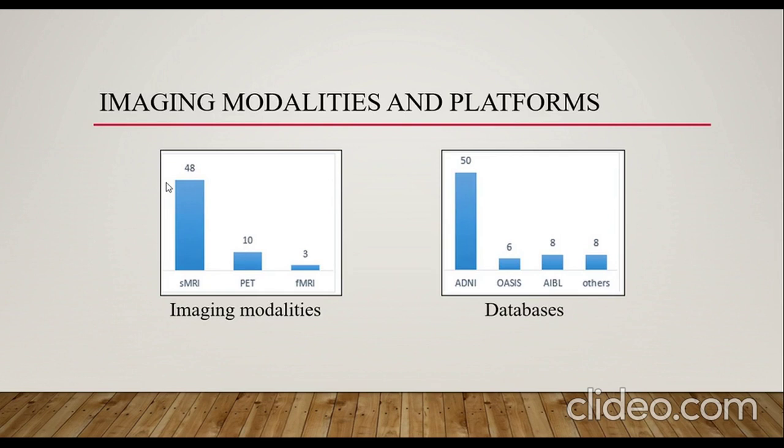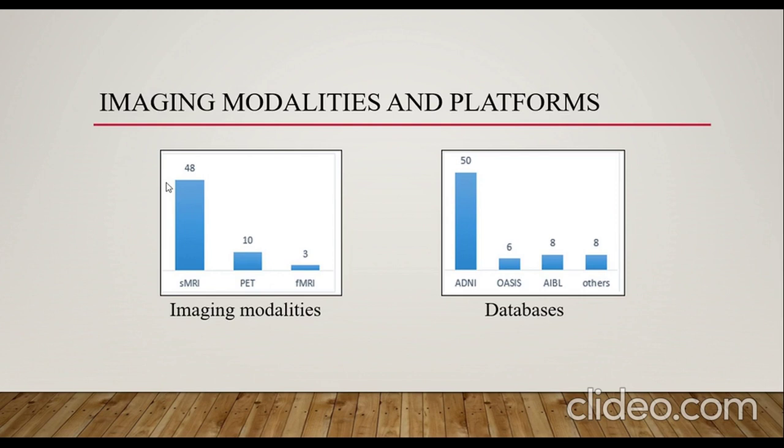As for imaging modalities and platforms, databases were used to retrieve the datasets that were used in the literature. The most used imaging modality, as it appears here in the graph, is the sMRI, structural MRI, traditionally or generally known as MRI. PET, positron emission tomography, came in the second place. PET is a neuroimaging technique that captures the changes in metabolic processes and regional chemical compositions as well, which is important for capturing the change in protein levels that cause Alzheimer's disease.